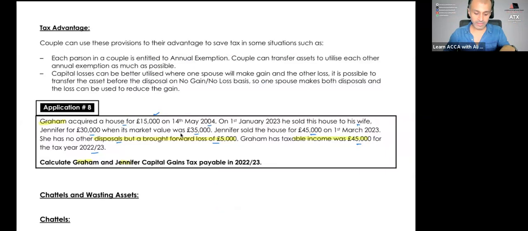Another benefit that one can get, I have mentioned it, but it's not applicable in this case right now. The exemptions can be doubled. To double the exemption, there have to be two disposals.